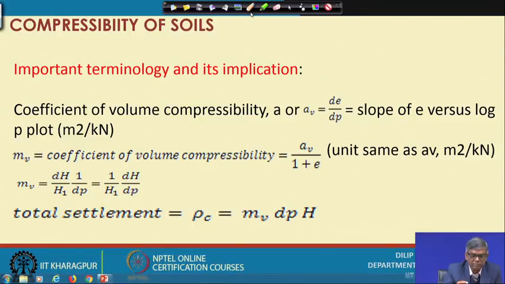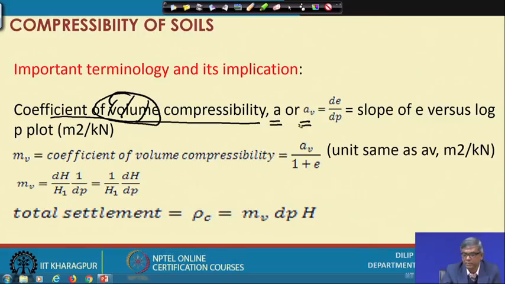Actually, you can see first we have defined the coefficient of volume compressibility. Sorry, this is not that, this is the coefficient of compressibility, actually not volume. Volume compressibility will come later on. The coefficient of compressibility is a, sometimes we write a v, either way it can be written. So, this is de by dp and it is nothing but the slope of the e versus p curve.